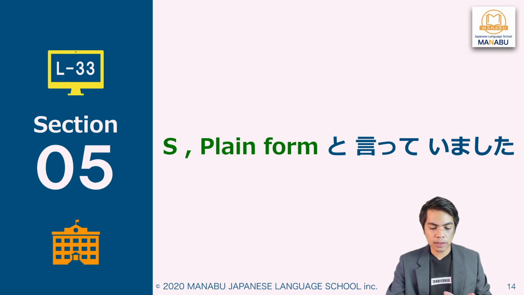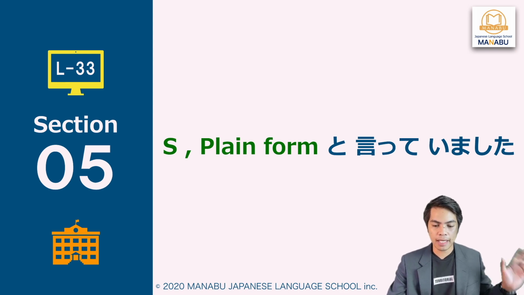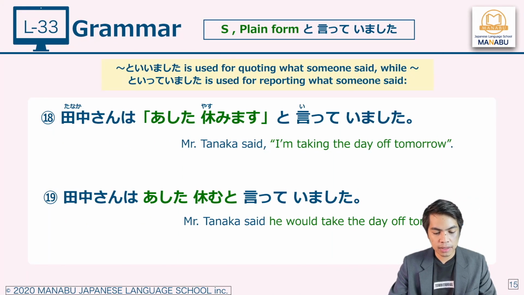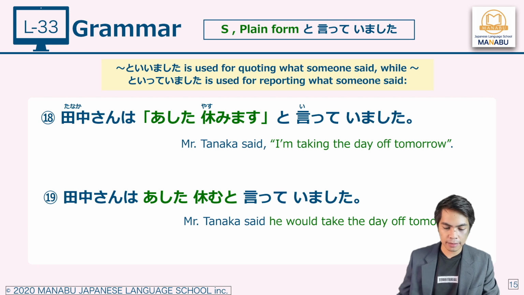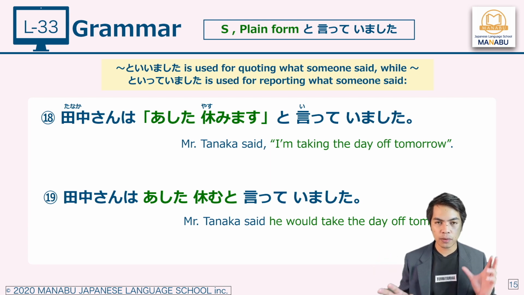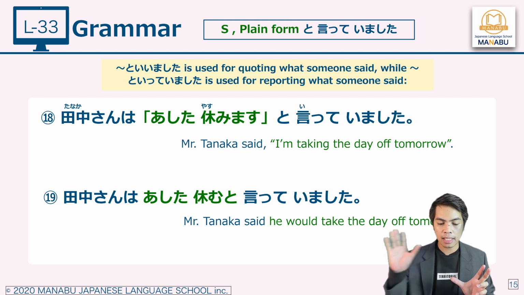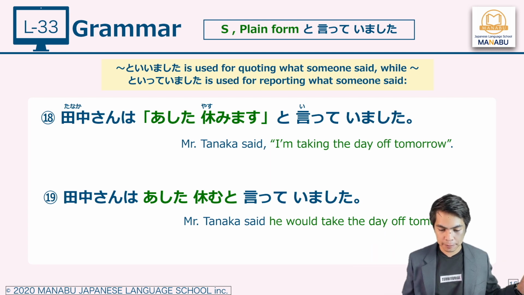Grammar point number 5, plain form sentences to itte imashita. So the to imashita is used for quoting what someone said, while the to itte imashita is used for reporting what someone said. So once again, to imashita and to itte imashita. Quoting what someone has said and reporting what someone said. So for example number 18, Tanaka-san wa ashita yasumimasu. So the words ashita yasumimasu, this is the exact sentence that Mr. Tanaka said. Then, to iimashita.